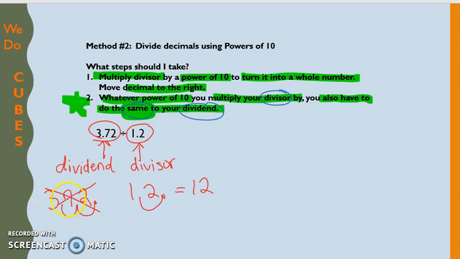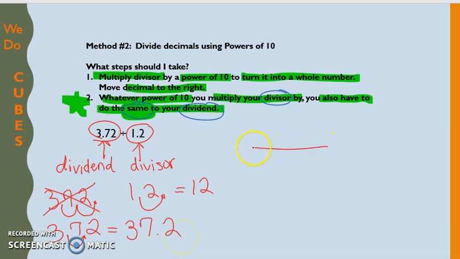Oops, scratch that. I was trying to go 2 place values to the right. We actually need to do the same power of 10 as we did to our divisor. So if I was actually following my rules, I would have had 3.72. I know that I moved the divisor 1 place value, so I'm going to do the same to the dividend, and that will give me 37.2.